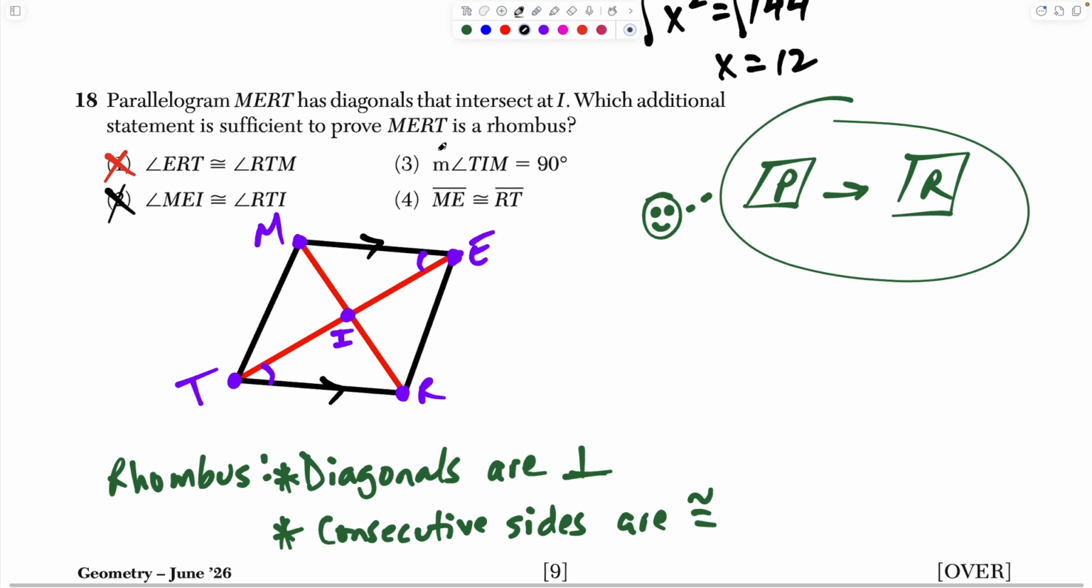Now for choice 3, the measure of angle TIM equals 90 degrees. This is our answer. So you can see here, diagonals make 90-degree angles in a rhombus. So the measure of this angle here would have to be 90 degrees. So that tells us right away, choice 3 is our answer.